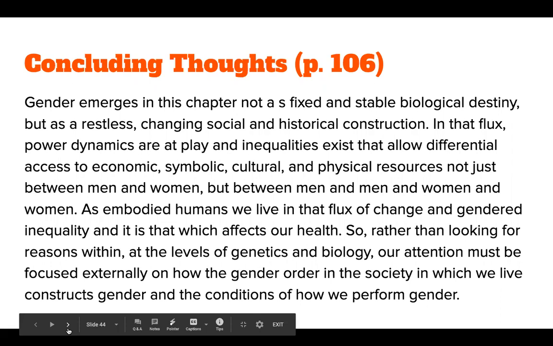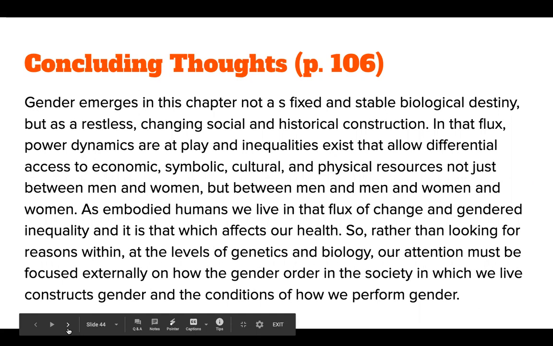And this point about how gender impacts health, I think really just sums up the major theme here. I'm not going to read all of it. I'm going to read beginning with: as embodied humans, we live in that flux of change and gendered inequality, and it is that which affects our health. So rather than looking for reasons within, at the levels of genetics and biology, our attention must be focused externally on how the gender order in the society in which we live constructs gender and the conditions of how we perform gender. So that is what we must address.